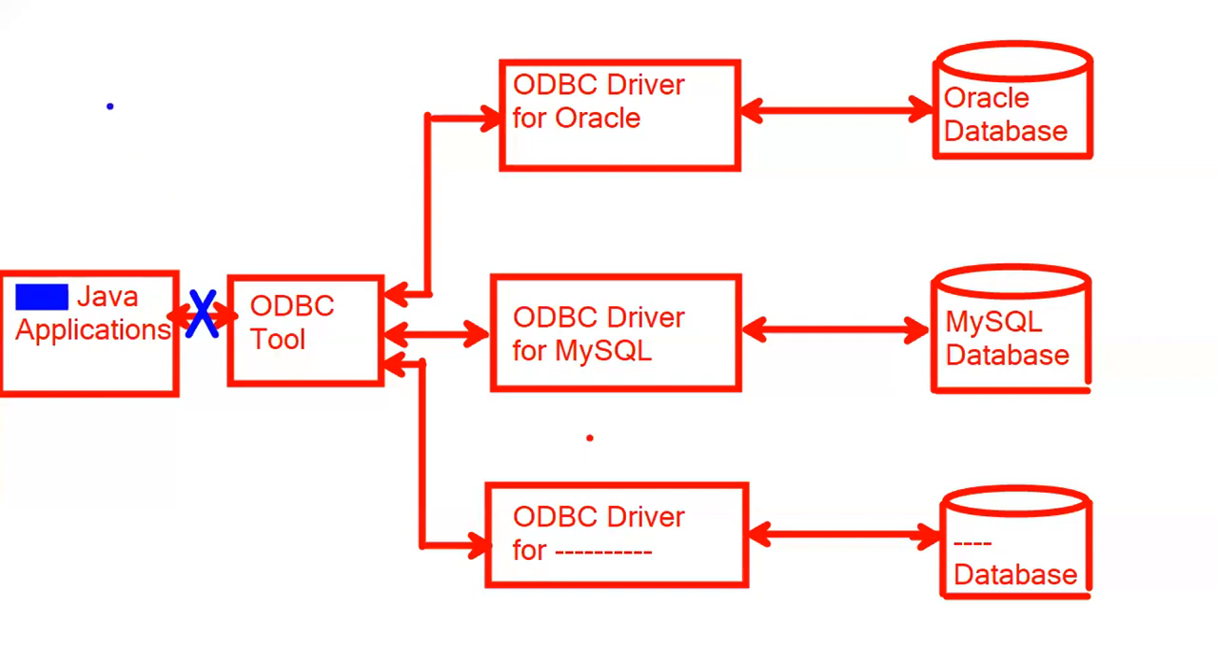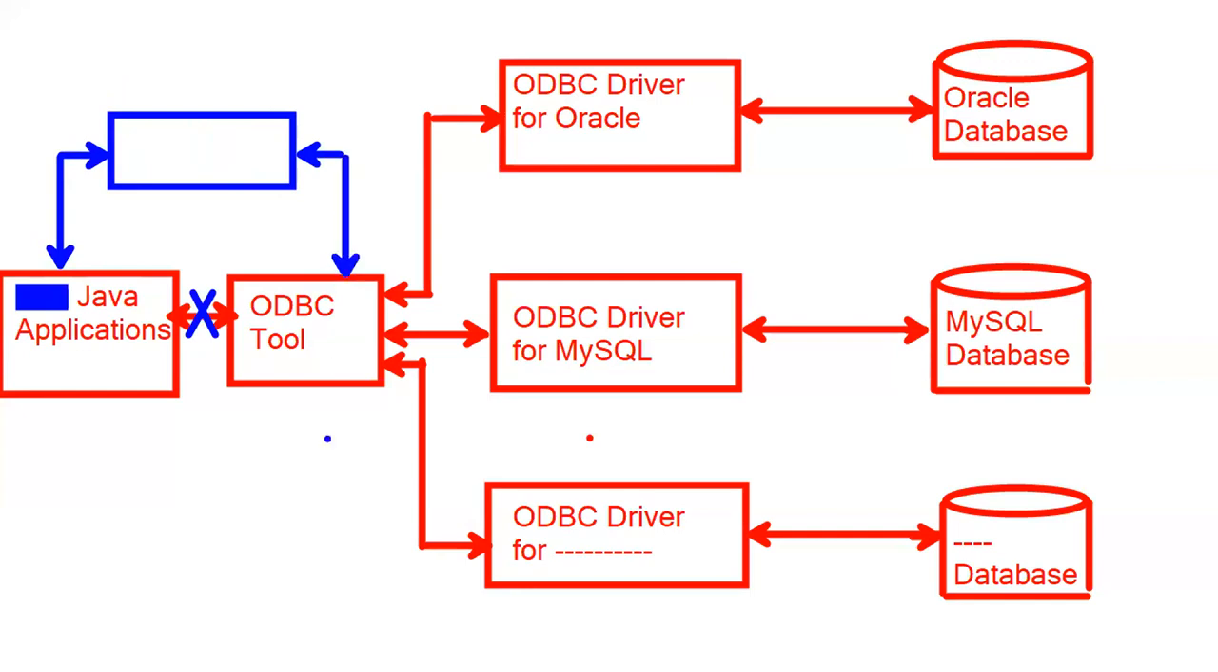Then one translator was developed. What will the translator do? It takes the SQL query from Java and converts it into an ODBC-understandable format. Then the connection was established, and the program executed successfully. But the main disadvantage of the translator is that it is time consuming.